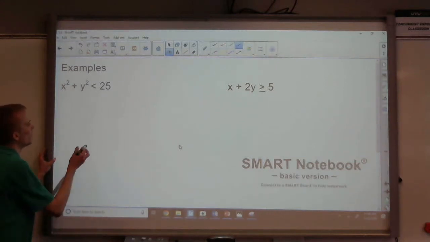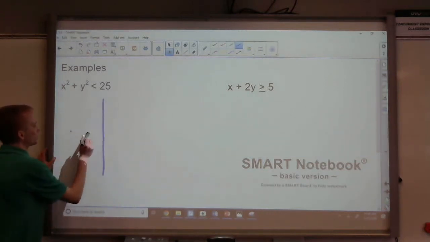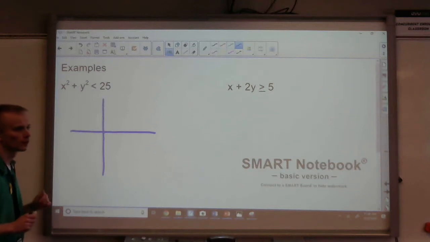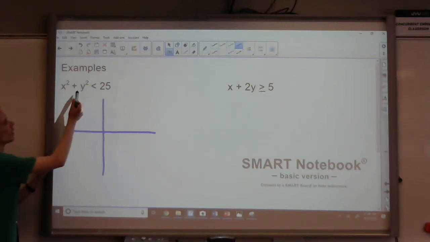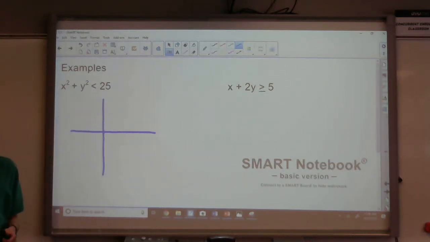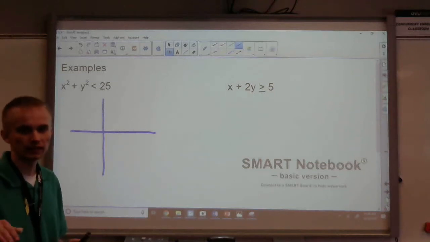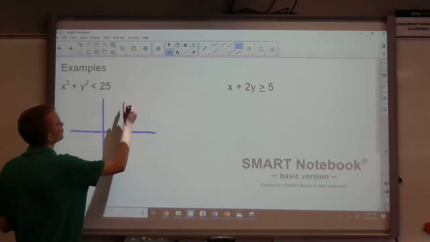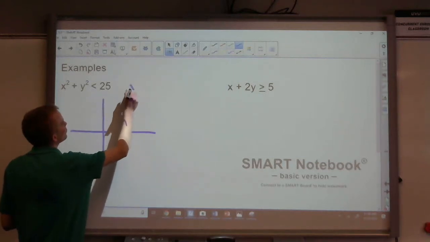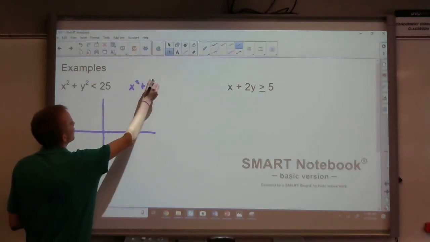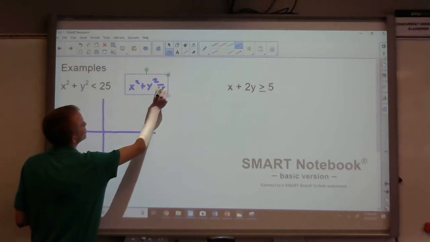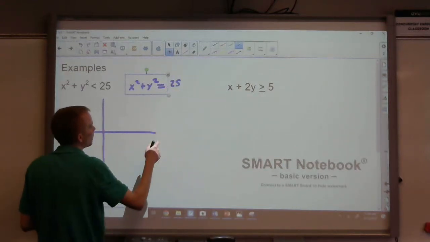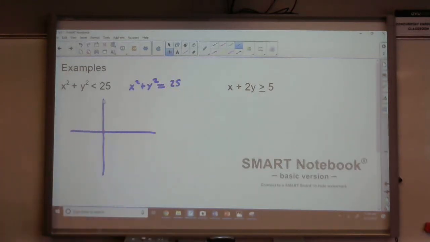Well, first what you want to do here is you want to graph where these two things are equal, right? What the boundary line is for this equation. So I want to graph x squared plus y squared equal to 25, okay? That's what I want to sketch on this graph. That's going to be my boundary line, right?